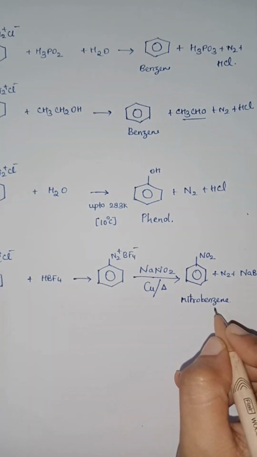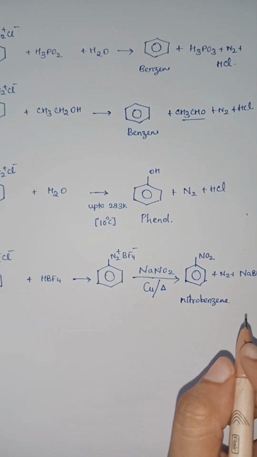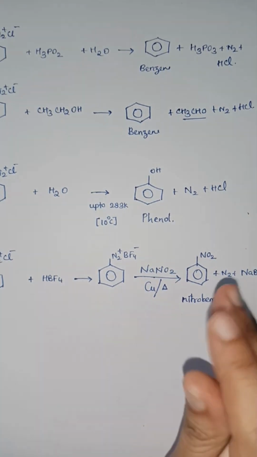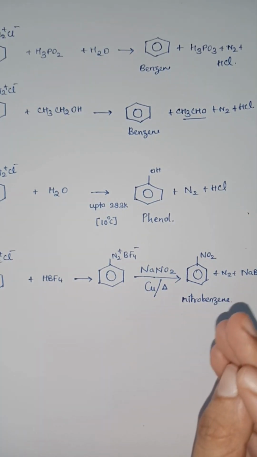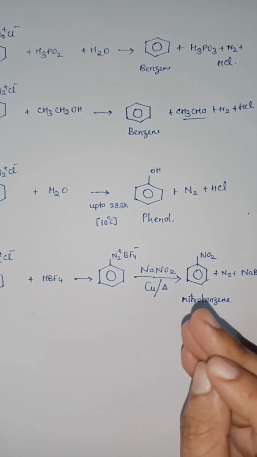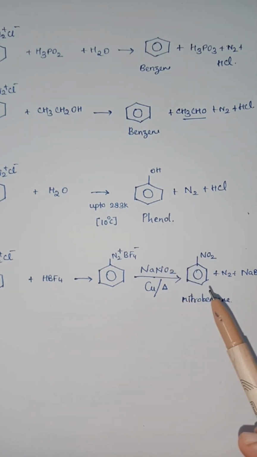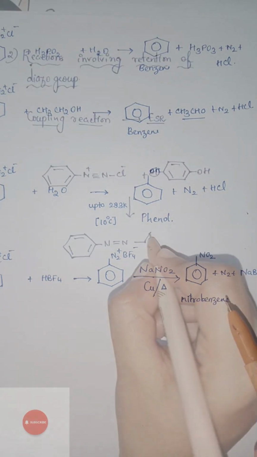So these are all the reactions which involve the displacement of nitrogen from diazo groups. We can displace with the halogens, we can displace with the cyanide, we can displace with hydrogen, hydroxyl and nitro groups.